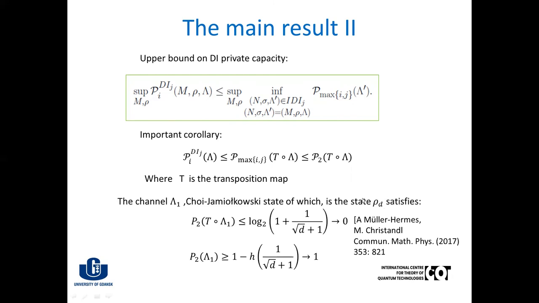So if you take a channel whose choi state is rho D, call it lambda 1, then you have the following upper bound. If you compose lambda 1 with T, the transposition map, then the upper bound is as follows, which is also dependent on D, this family of channels. So the two-way private capacity goes to 0, while the ordinary private capacity of the channel lambda 1 goes to 1 with dimension D. So again, you have a gap between the device independent private capacity and the usual private capacity of a channel.